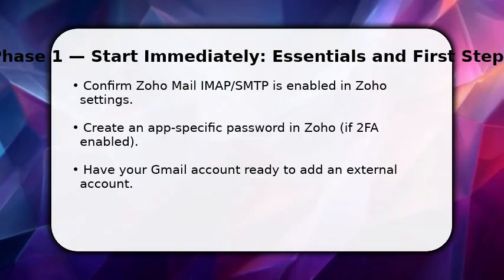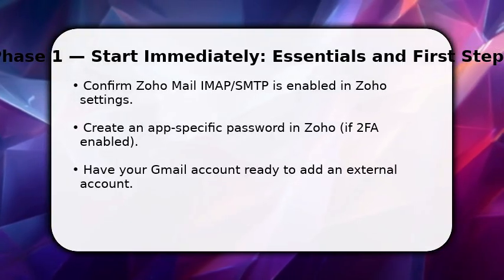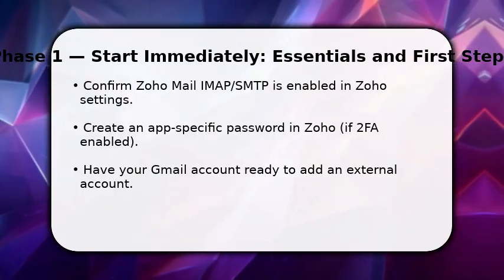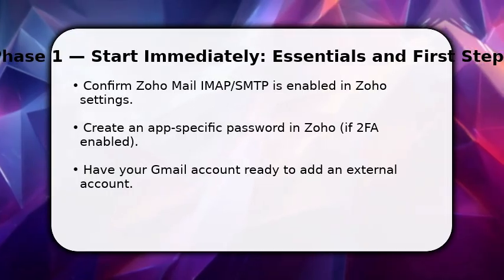You start by preparing both accounts. Sign in to Zoho Mail and enable IMAP. If you use two-factor, create an app-specific password now. Once done, open Gmail and go to Settings, then Accounts and Import.